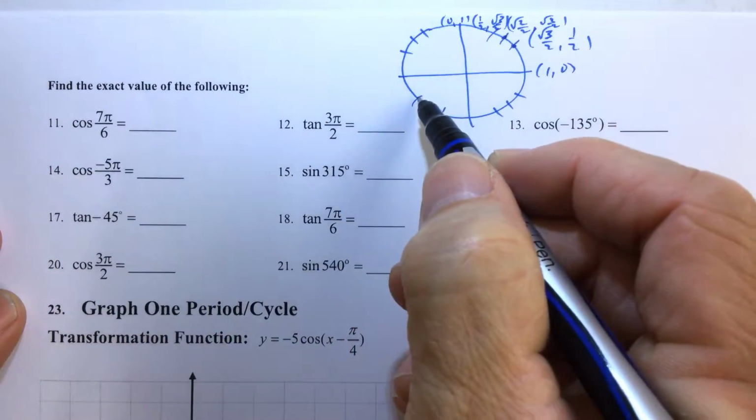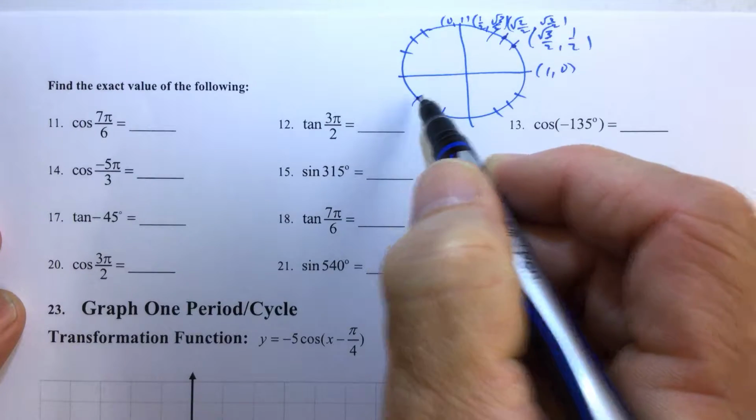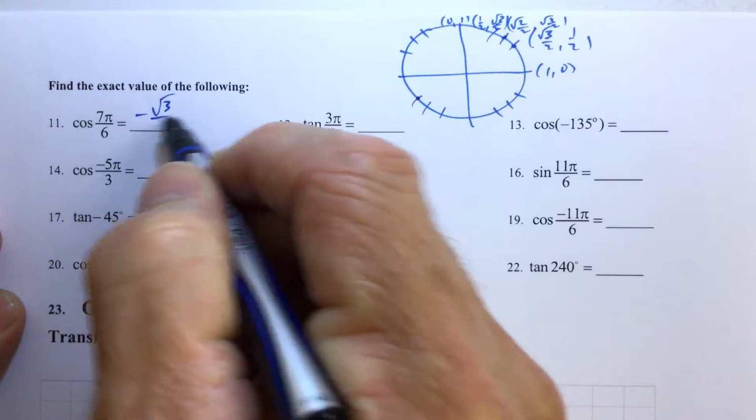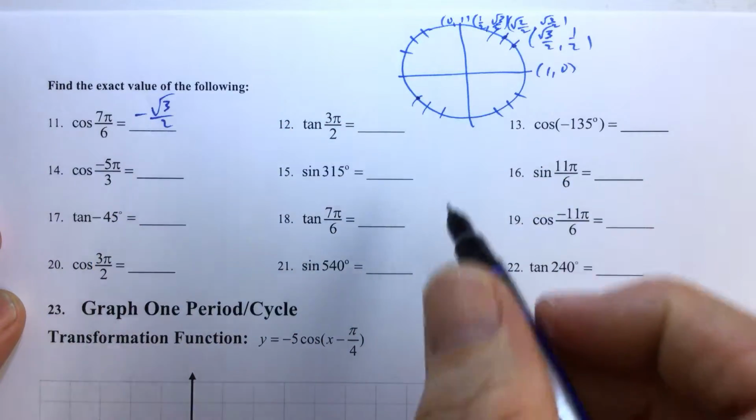Cosine of 7 pi over 6. 7 pi over 6 is right there. Cosine is the x coordinate of that. That's over more than you go down, so negative radical 3 over 2.